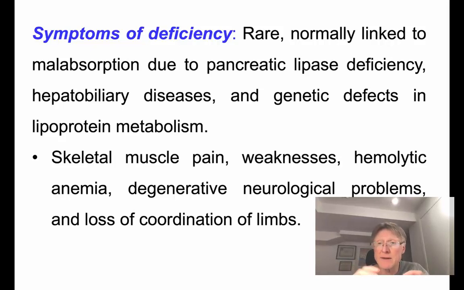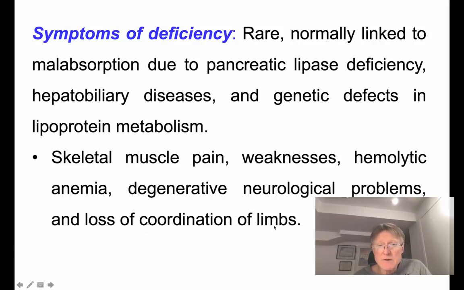They are not properly assembled. And for that reason, it doesn't carry vitamin E properly, which is a fat-soluble vitamin, because they get into your circulation, and they enter your body along with the lipids, and they come into lipoproteins. So these are rare, but in case it happens, some of the effects are skeletal muscle pain, weaknesses, hemolytic anemia, degenerative neurological problems, and loss of coordination of limbs.